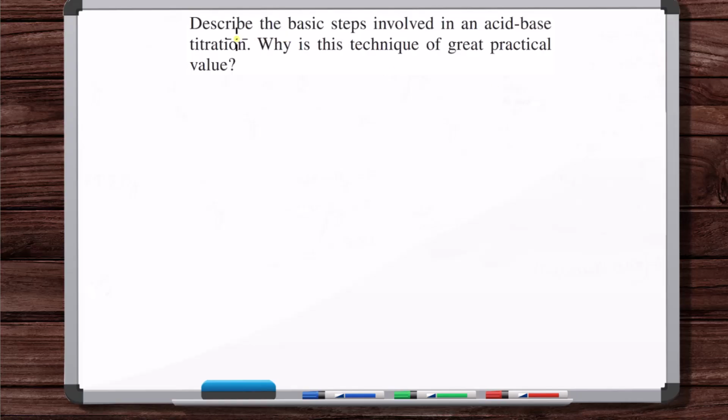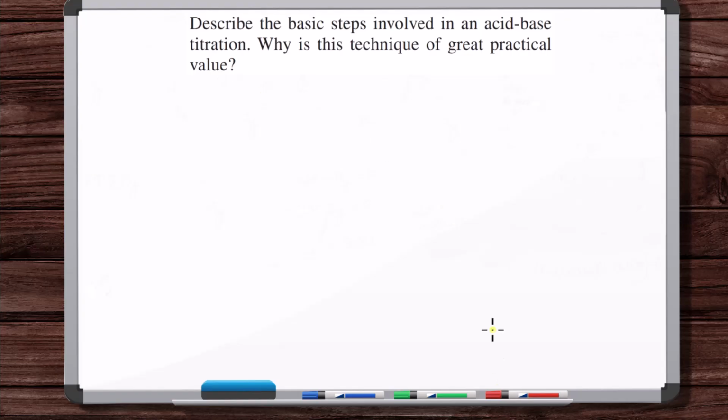So in an acid-base titration, the quantitative analysis is centered around an acid-base neutralization reaction. You can compare this to the gravimetric analysis problems we worked in a few videos ago, in which the analysis was centered around a precipitation reaction. So, okay, describe the steps involved in an acid-base titration. And why is this technique of practical value? All right, so let's go through the acid-base titration process.